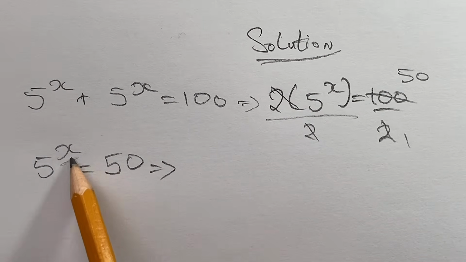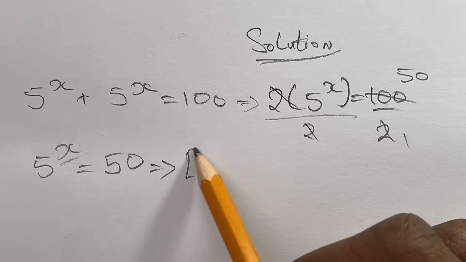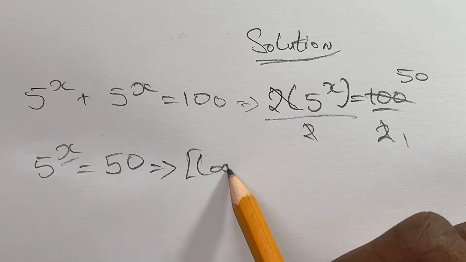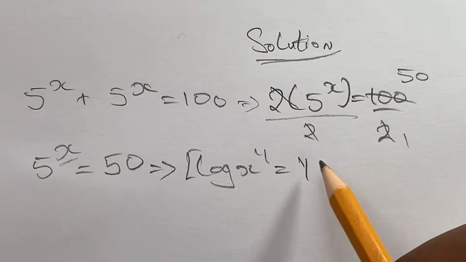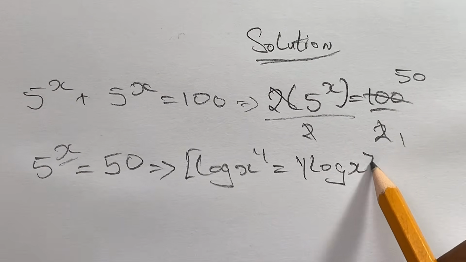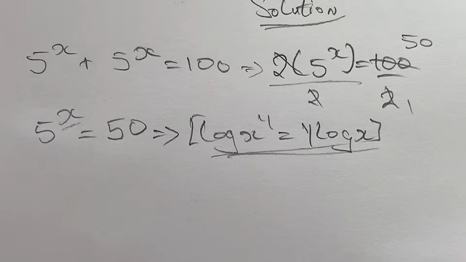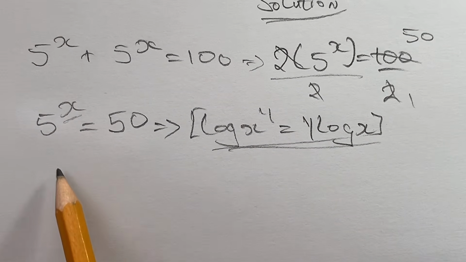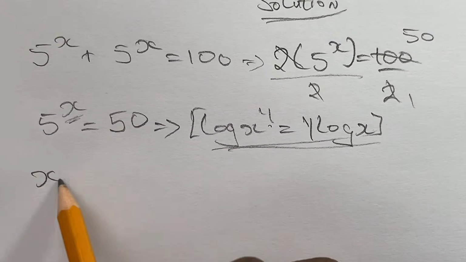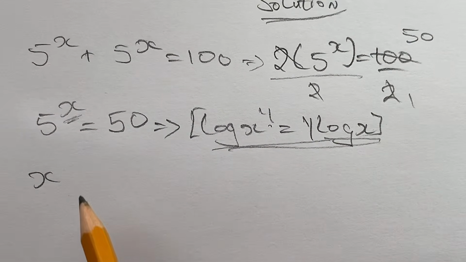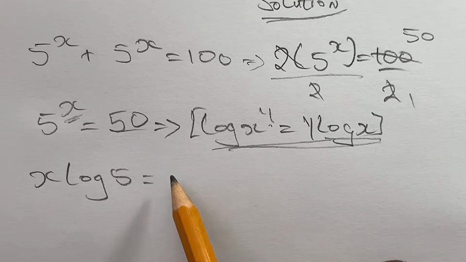But one thing I want to make note of is that we can use a logarithm rule here, which states that log x to the power of y is the same as y times the log of x. Establishing this rule makes it easier to simplify what we already have. So where we have this x, we say x times log 5. So x log 5 is equal to the log of 50.